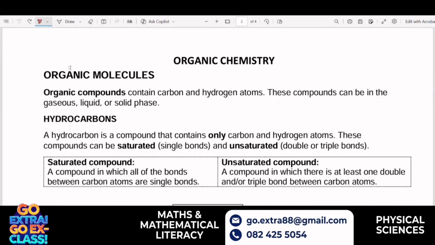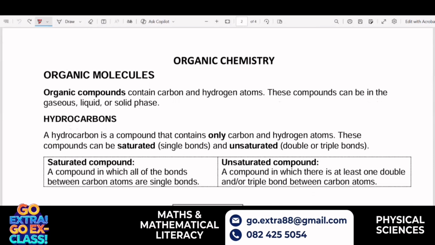Before we get into the topic, you remember that in the previous video we looked at how to define organic chemistry. We said that organic chemistry is commonly known as the chemistry of what? Of carbon compounds. That is the broad definition for organic chemistry.